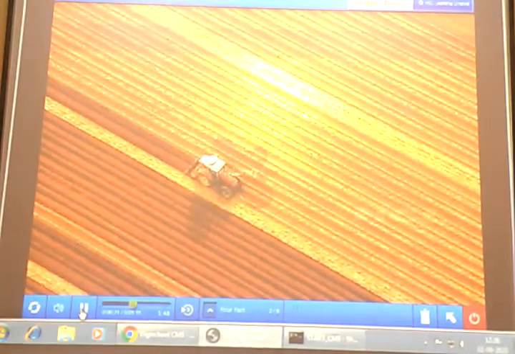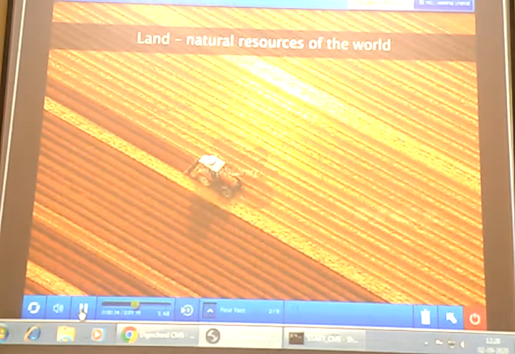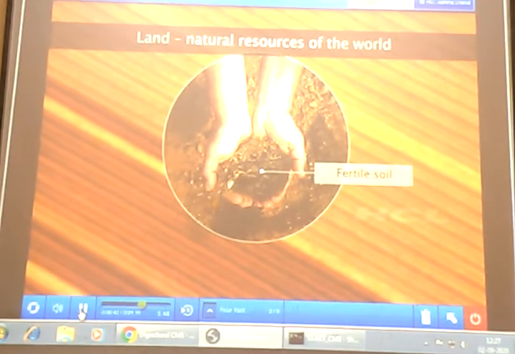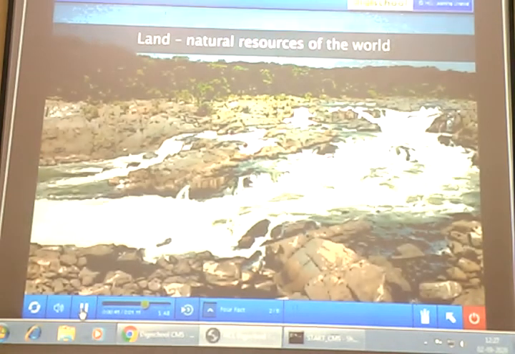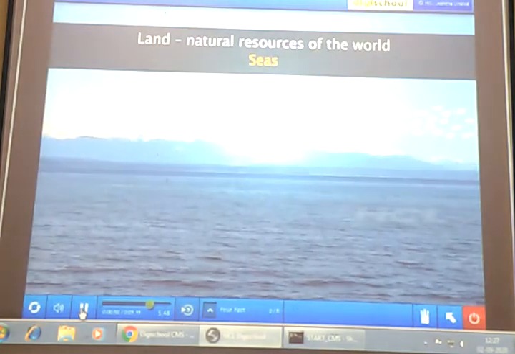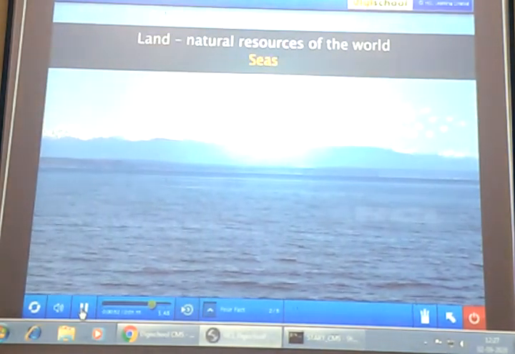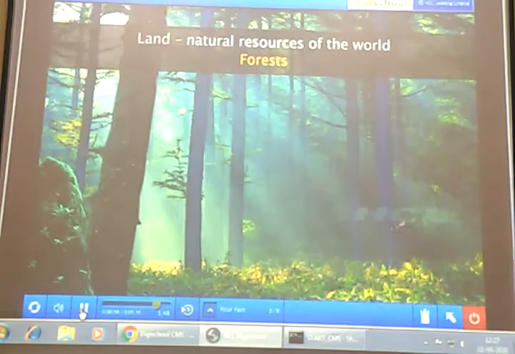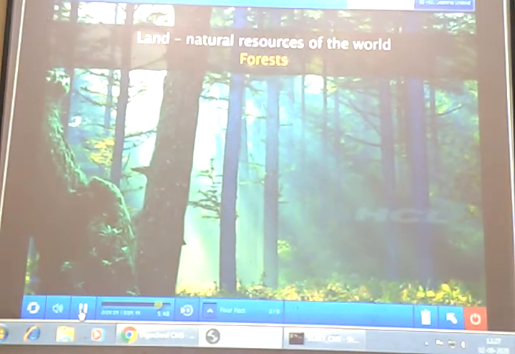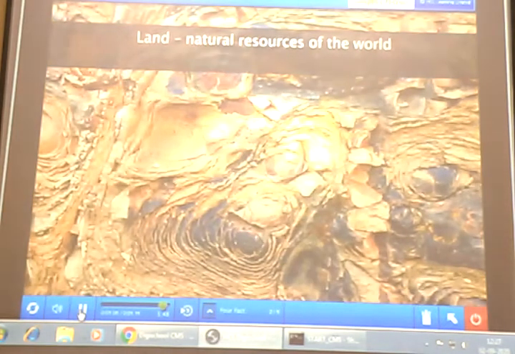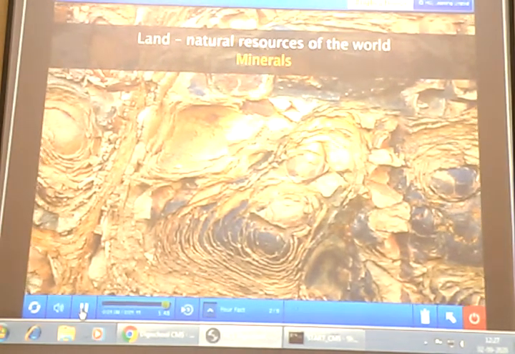First, let us understand what exactly is meant by the term land. It includes the natural resources of the world, such as the fertile soil in which plants grow. The seeds. Forest, deserts, and minerals from the ground.